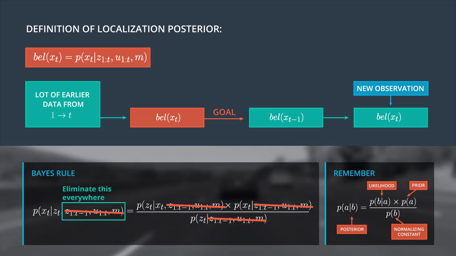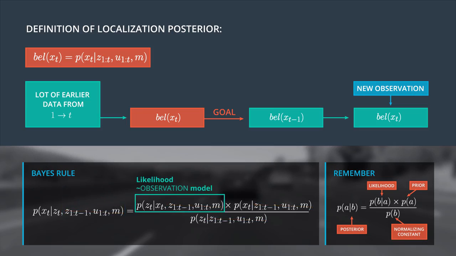We call the likelihood term the observation model, which describes the probability distribution of the observation vector at time t under the assumption that the state xt, all previous observations, all controls, and the map are given. The prior is called the motion model. It is a probability distribution of xt given all observations from 1 to t-1, all controls, and the map. Take into account that no current observations are included in the motion model.